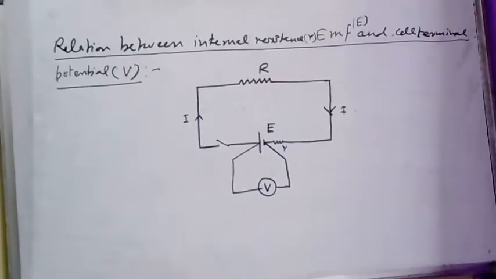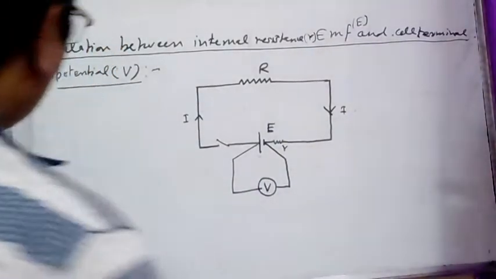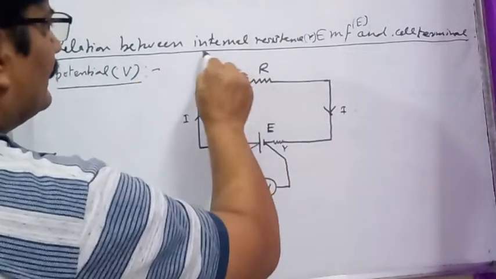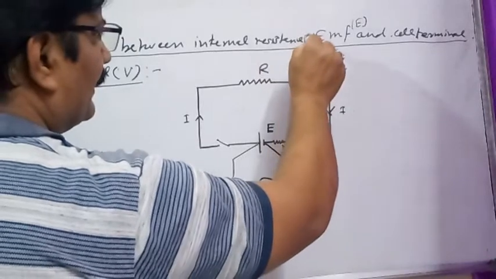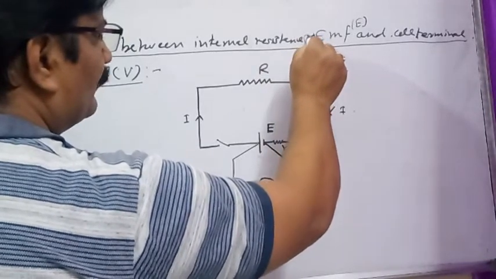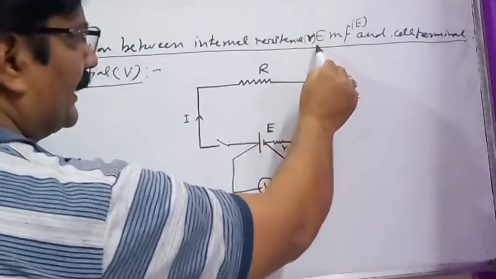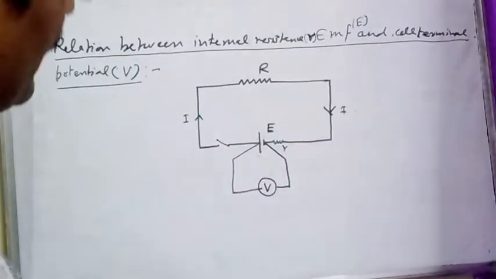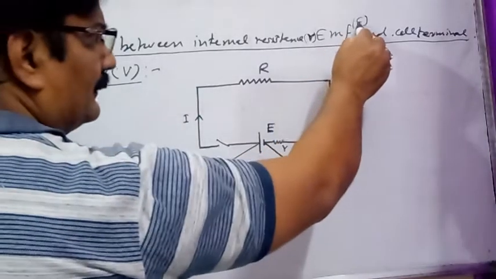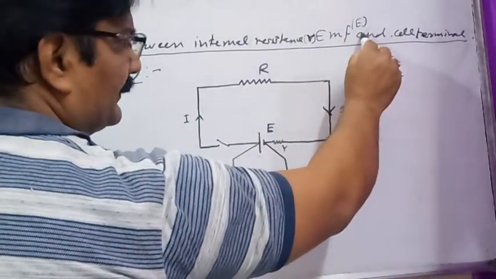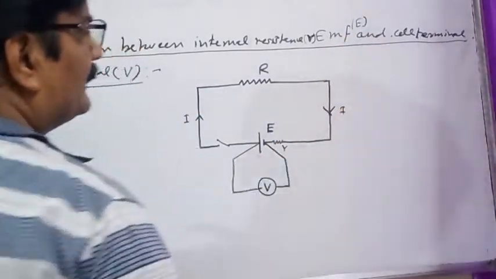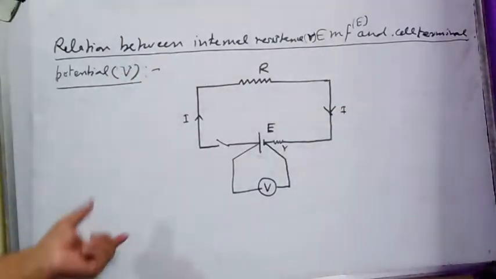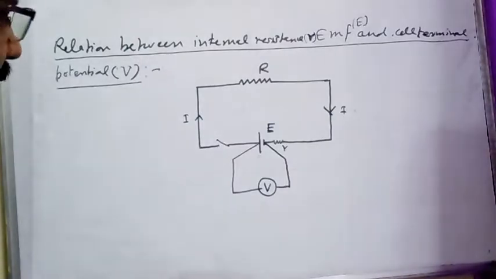So students, in this part of the video we are going to see what can be the relation between the quantities related to an electric cell. Its internal resistance is small r. Internal resistance of the cell is denoted by small r. EMF of the cell, as we have defined what is the EMF of the cell, denoted by capital E, and cell terminal potential denoted by V.